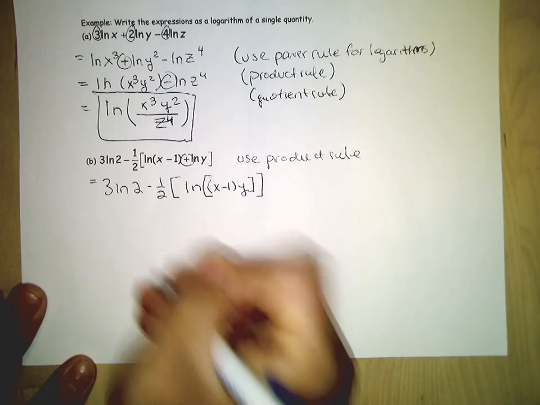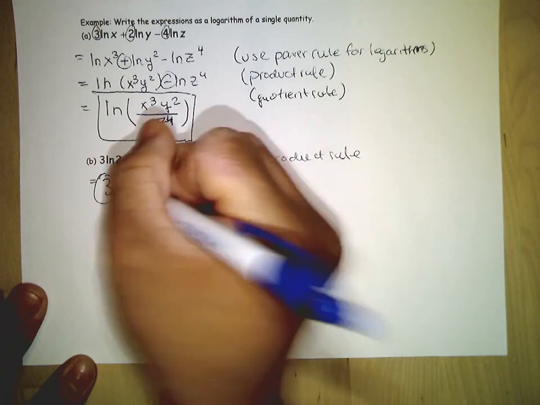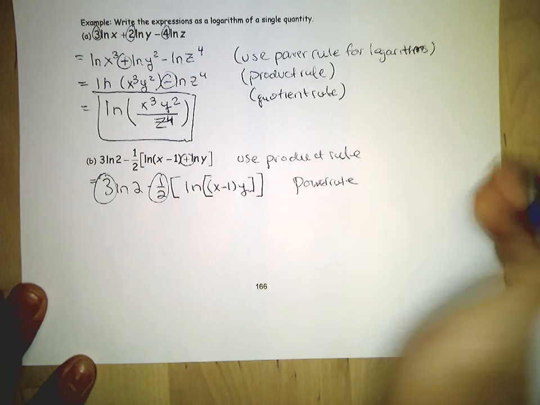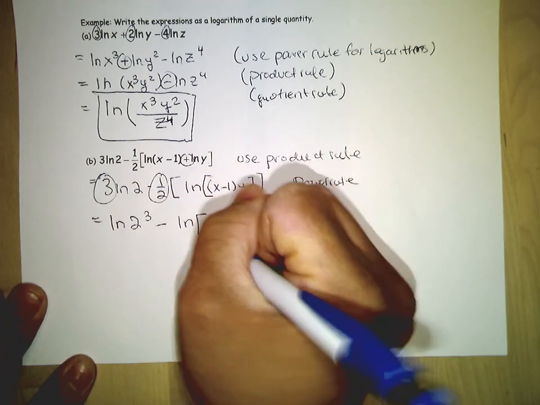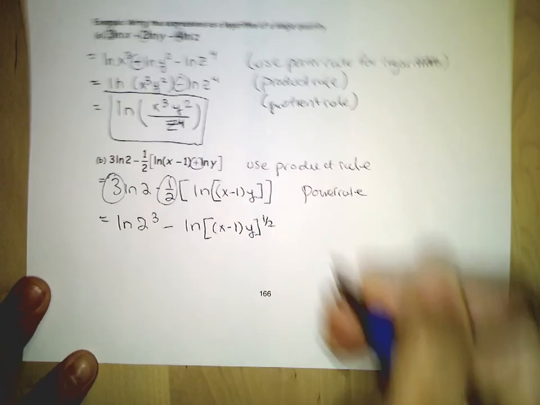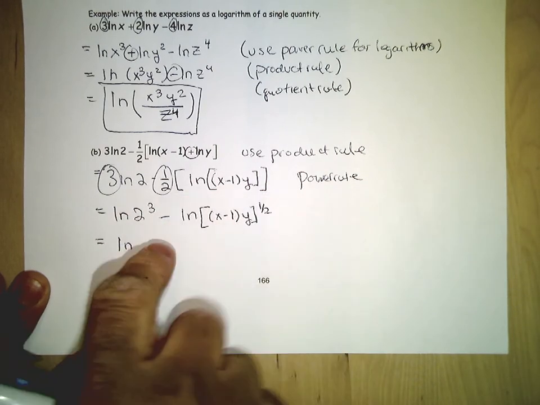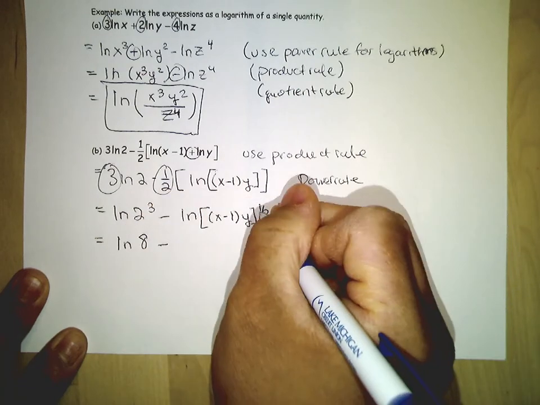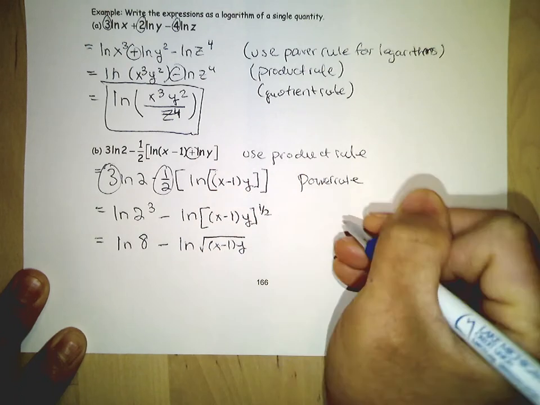All right. Then I see the exponents here, so the 3 and the 1/2. So I'm going to use the power rule for logarithms here. So power rule. So I have natural log of 2 to the third minus natural log of x minus 1 times y to the 1/2 power. Now, because of all this going on here, let's just do the exponents first. So 2 to the third is 8, and the 1/2 power indicates the square root. So square root of x minus 1 times y.